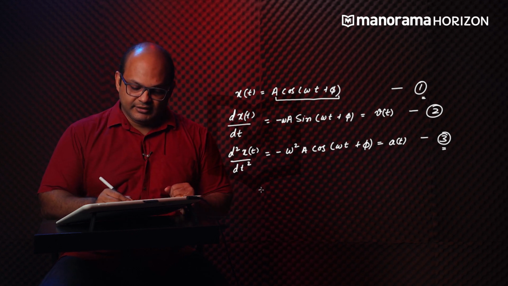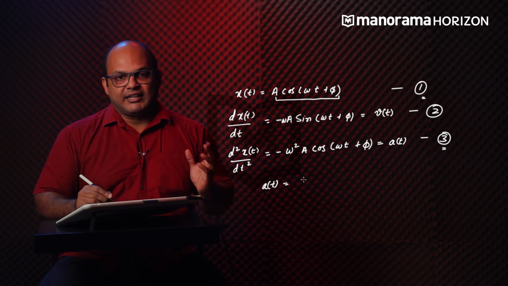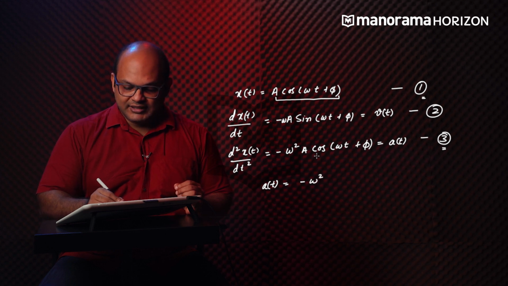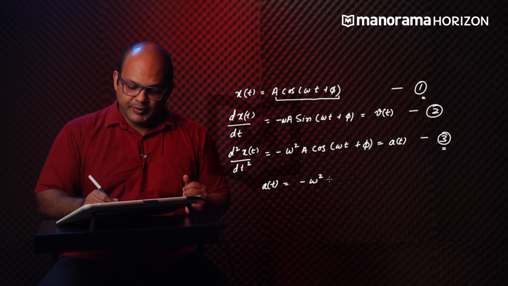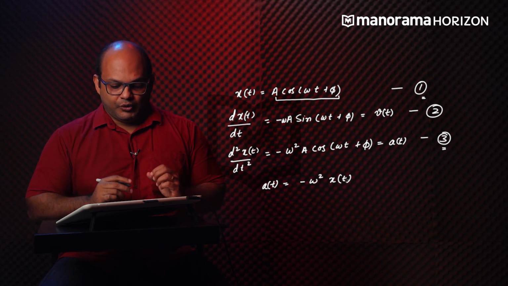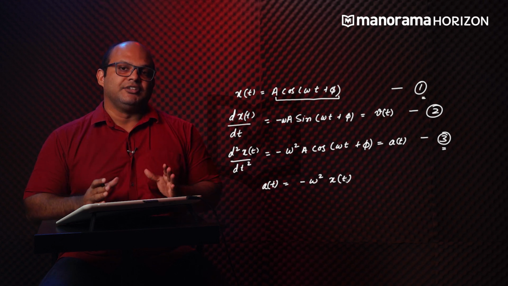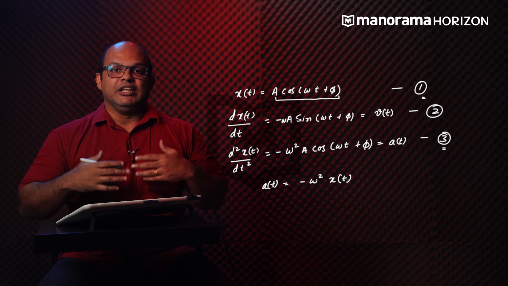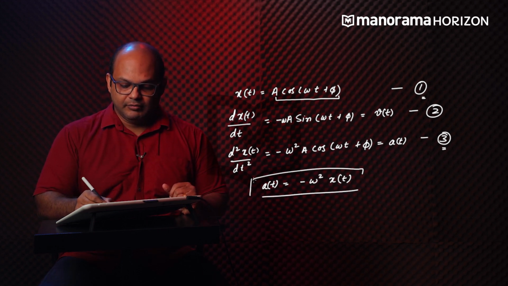So we can rewrite equation 3 as a(t), that is acceleration with respect to time, is equal to negative ω² times this entire term, which is equal to what? x(t). So we can say that the acceleration of the object at any given time is negative ω² x(t). Now we can use this result to derive the equation for force, or the law of force for simple harmonic motion.